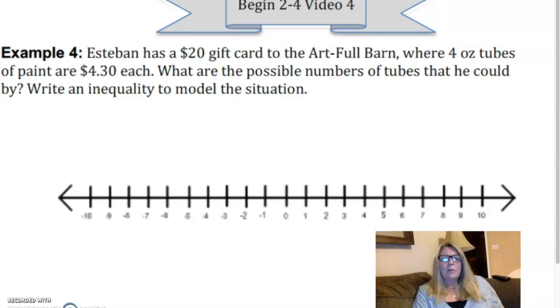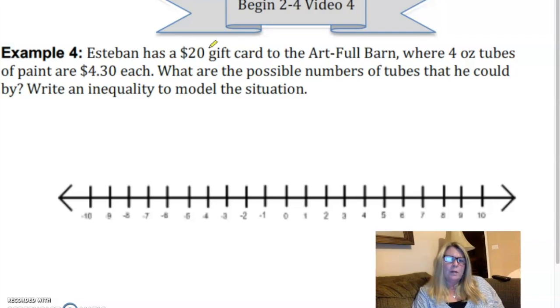So in this example, it tells us that we have a gift card to the Artful Barn and that the 4-ounce tubes of paint are $4.30 each. It asks us what are the possible number of tubes that he could buy, and it asks us to write this as an inequality to model the situation. And then of course it didn't ask, but it does want us to solve these.